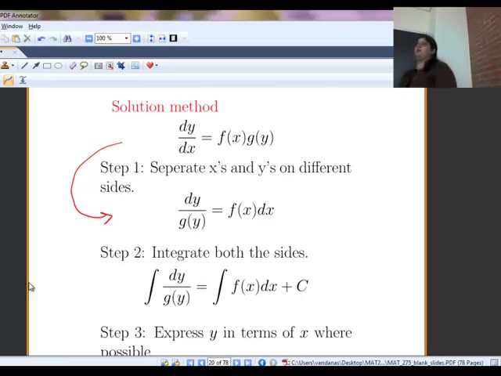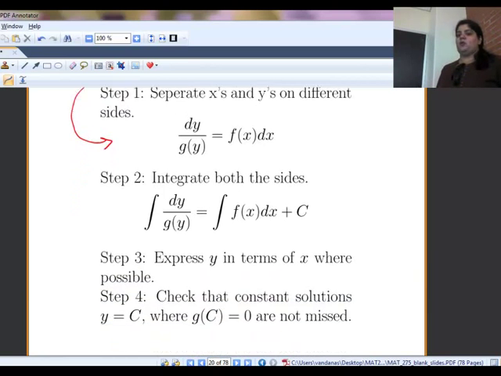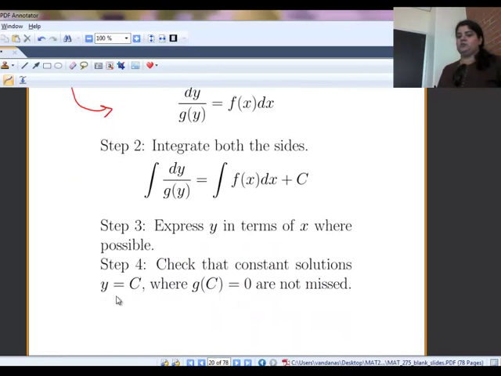That's exactly right. So if gy is 0, we are missing out solutions here. When I divided by gy, I already assumed my gy to be non-zero. So I eliminated all those values of y for which gy is 0. We will take care of those solutions because they are also solutions and they are called singular solutions. So the constant solution y equals c, such that gc is 0, they are singular solutions.